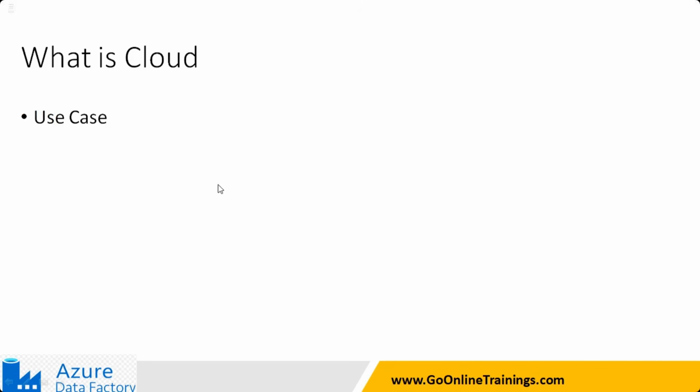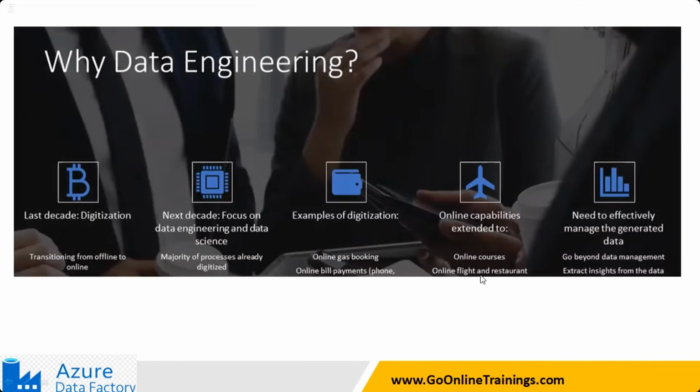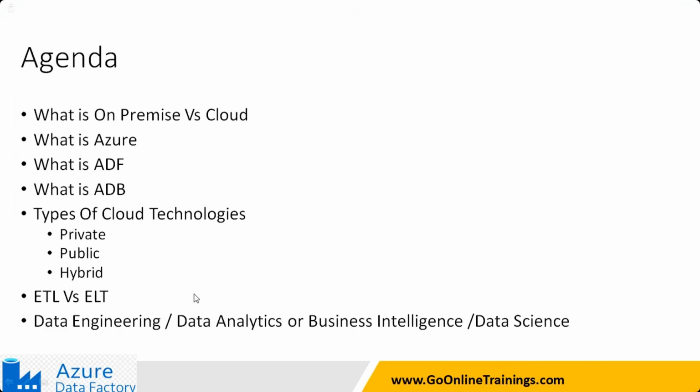Clear? So that is the use case for the cloud. Because of this rental platform, the cloud has become so popular today. On premises versus cloud means less budget. Cloud means reduced cost, less maintenance, no downtime, high availability. Data replication means backups are maintained by Microsoft, Amazon or Google Cloud, stored in many locations and data centers. Okay. So tomorrow when we come, I'll talk about what is ADF, what is ADB.